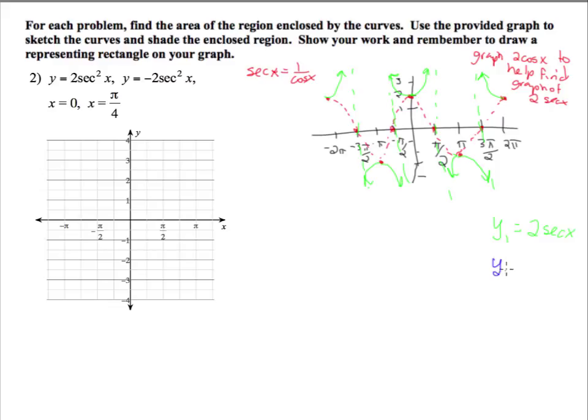Squaring a function makes all negatives positive. These 2 curves that I have drawn in the negative will reflect up and now will be positive. So in the blue, this is my final graph. This is what 2 secant squared x should look like, which I'll now put on my actual graph.